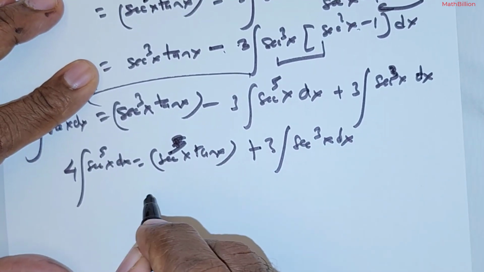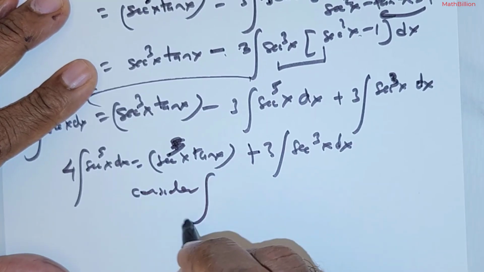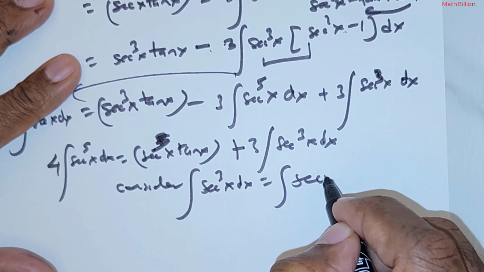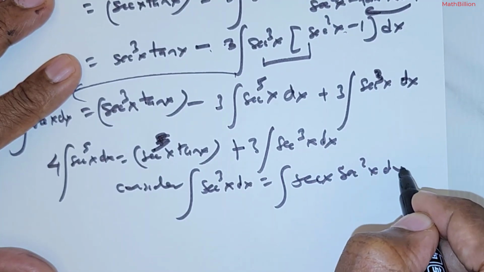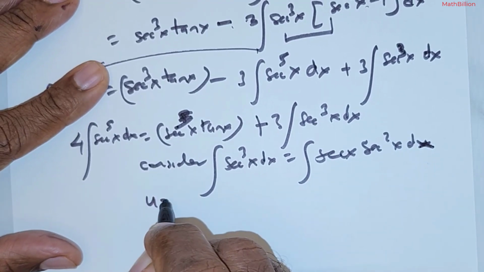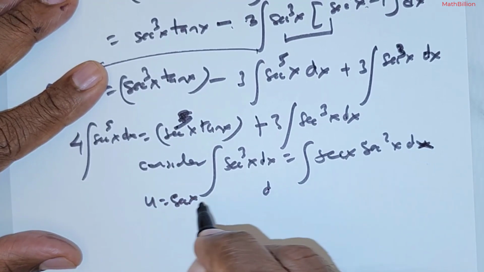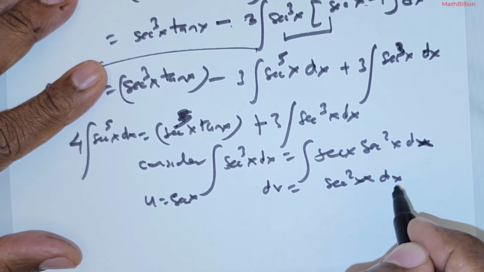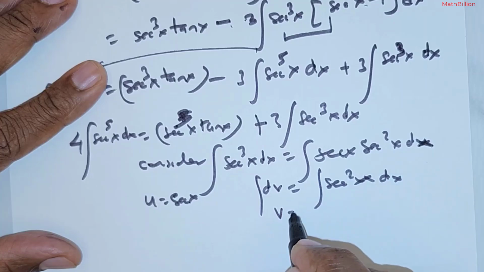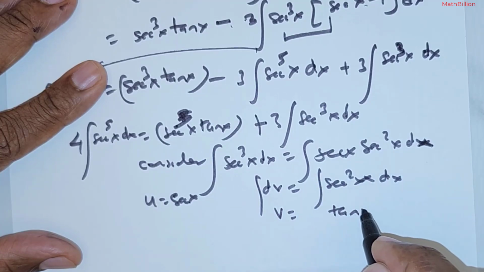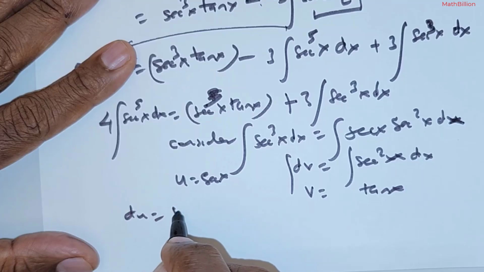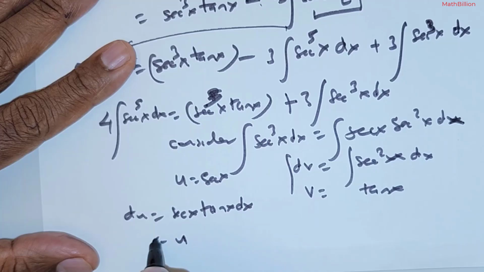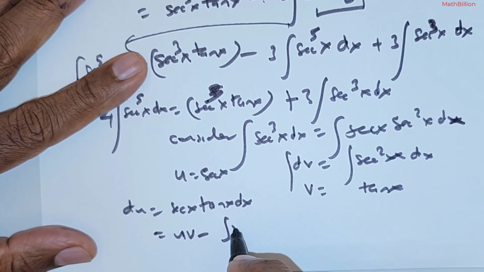Now we have to integrate this. So let me consider integral secant cubed x dx, which is equal to secant x times secant squared x dx. I am utilizing integration by parts. So u is equal to secant x and dv is equal to secant squared x dx. So you integrate this, the integral of secant squared x is tan x. Differentiation of secant x is secant x tan x times dx. So the formula is uv negative integral v du.